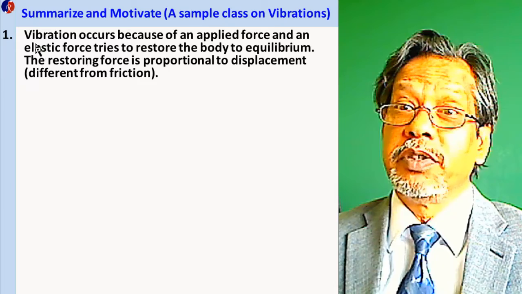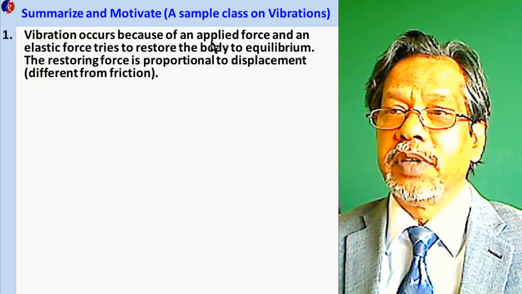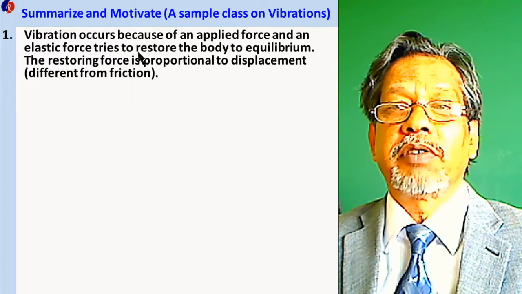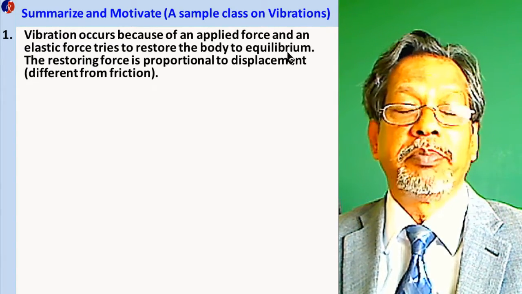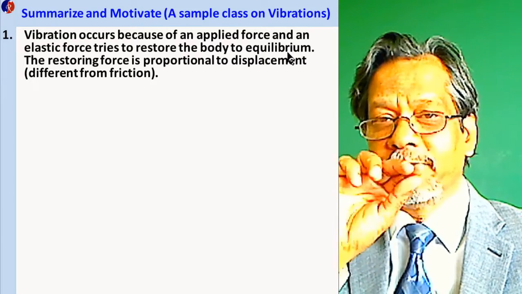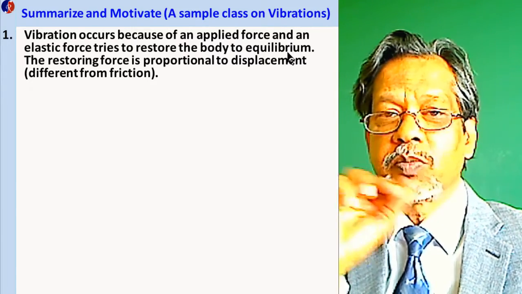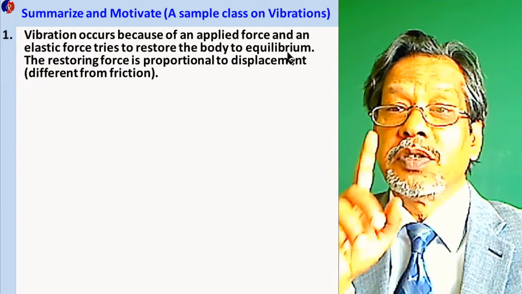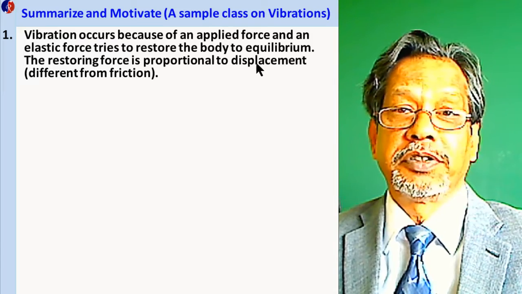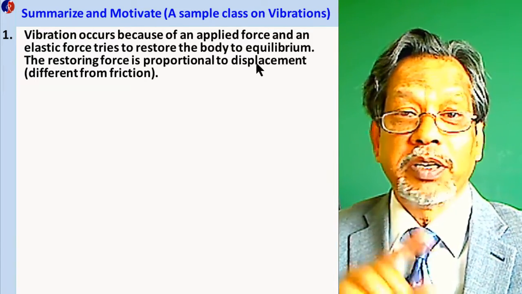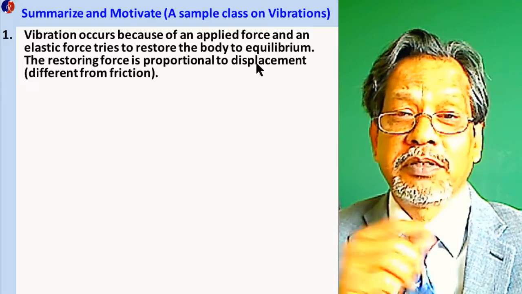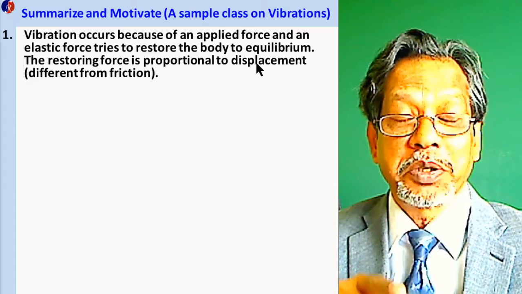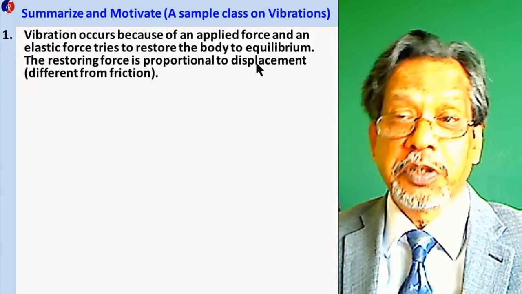So summarize this towards the end. Vibration occurs because of an applied force or displacement, and an elastic force that tries to restore the body to the equilibrium position. There's some displacement, some force has been applied, it displaces from the neutral position, and there's an elastic force that tries to bring it back. So it's different from frictional force. Friction doesn't try to restore it. It opposes the motion, but doesn't try to restore it back to the original position. So friction does not cause vibration. In fact, it reduces it. They should think about these things.